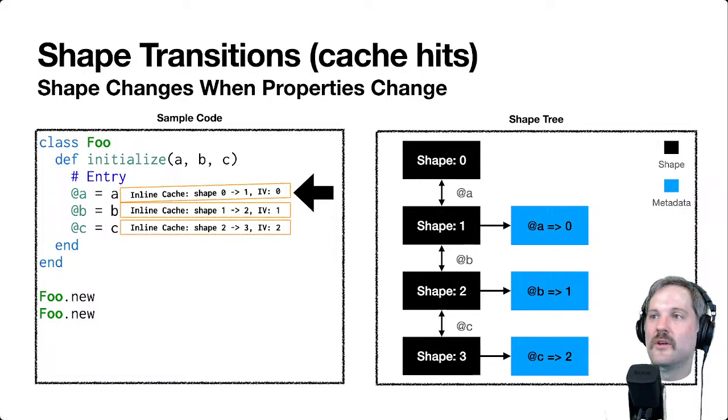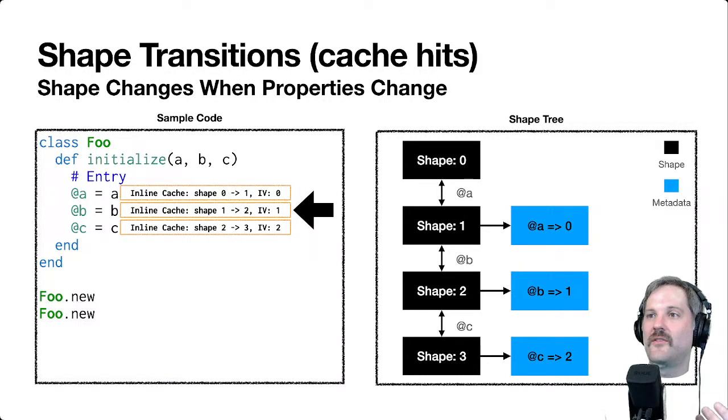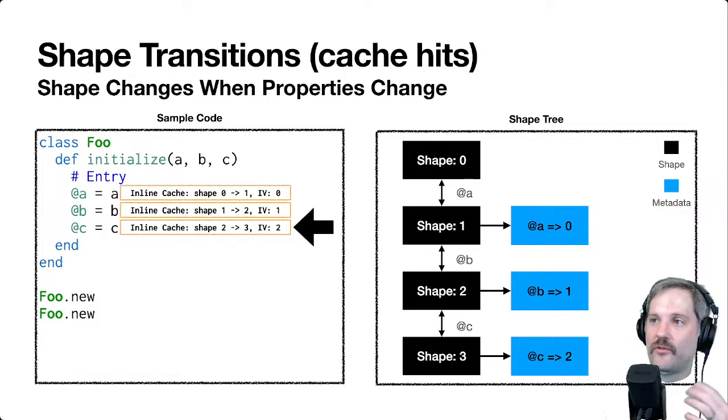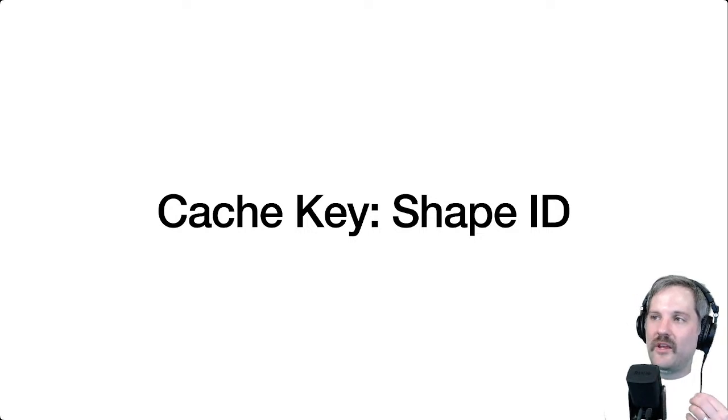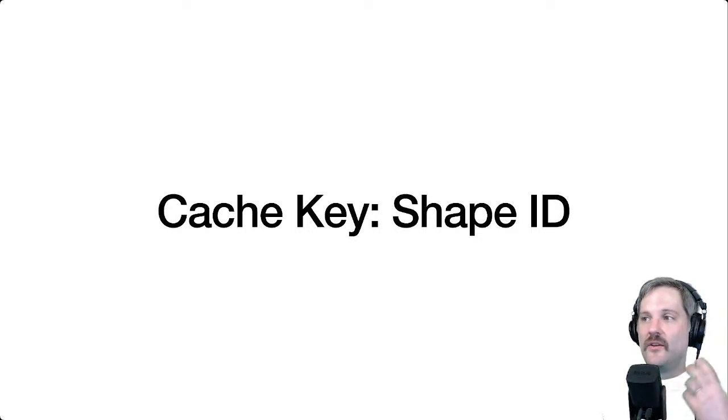So we hit this cache, and it transitions the object to shape 1, and we go on to the next case, B, and here our cache key is the shape. Again, we're at shape 1, we know we transition to shape 2, and our instance variable is 1. So we cache all of these values so that we don't have to look through that tree anymore. And it just goes through these cases again. The important thing is that the cache key in this case is the shape ID. So whatever ID we've assigned to that particular object, that is our cache key.